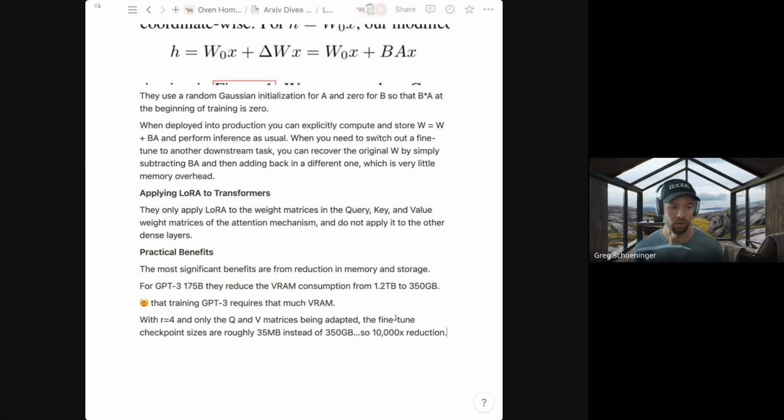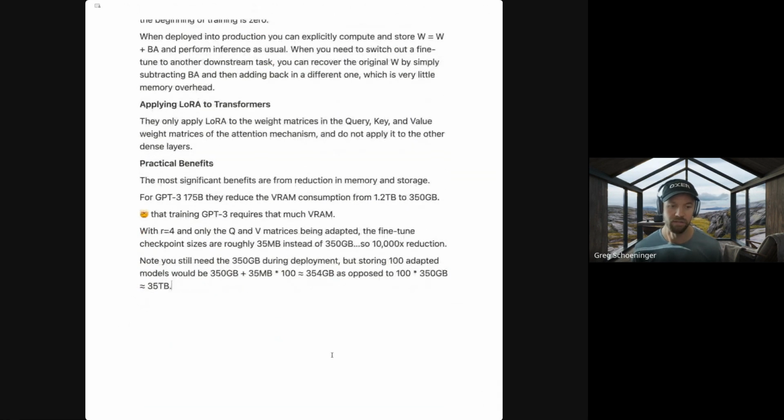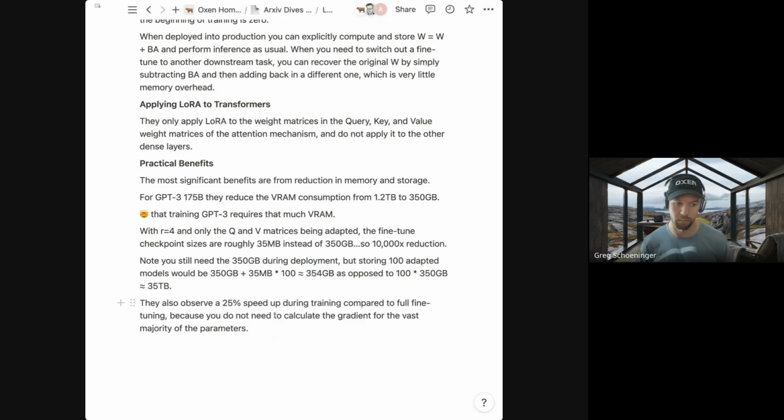When I was saying the 1000x reduction before, they used a rank of 4, which roughly had checkpoint sizes of 35 megabytes instead of a full 350 gigabytes. So that's where they got the 10,000x reduction. And like I said, if you stored 100 adapted models, that's only slightly adding, versus if you had 100 fully trained models, that's like 35 terabytes of data. And then for GPT-3, they observed a 25% speedup during training compared to full fine tuning, because you don't need to calculate the gradients for all of the other parameters.